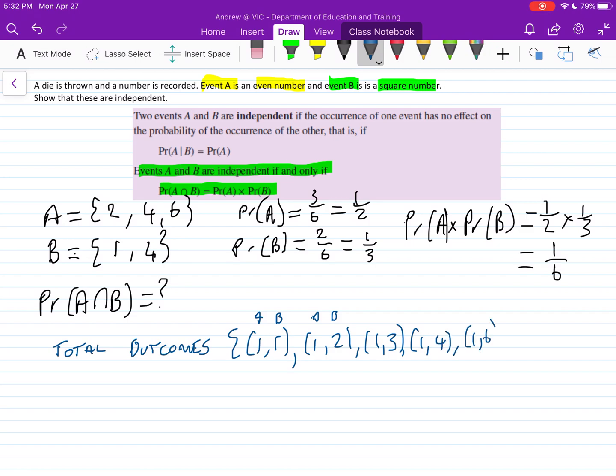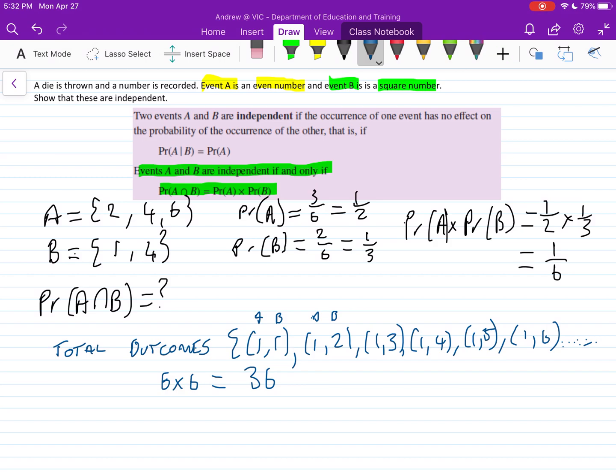You could continue writing it. Oh geez, I forgot 5. Can't even count now. You can continue writing these out, but we've got 6 different outcomes for the first roll and 6 different numbers for the second, so you can work this out by doing 6 times 6. So our total outcomes is going to be 36.